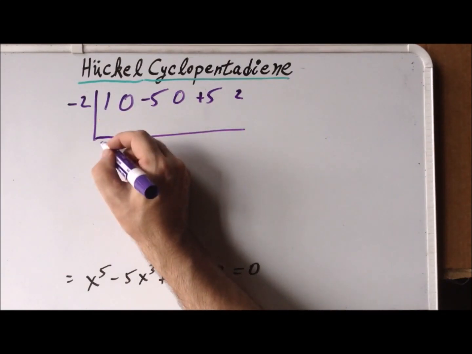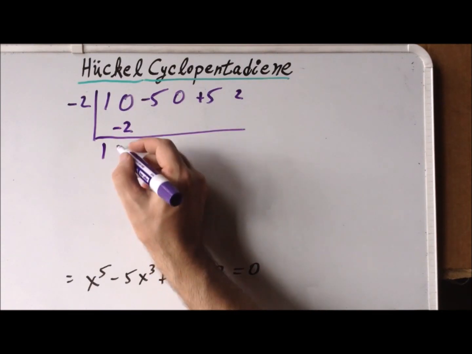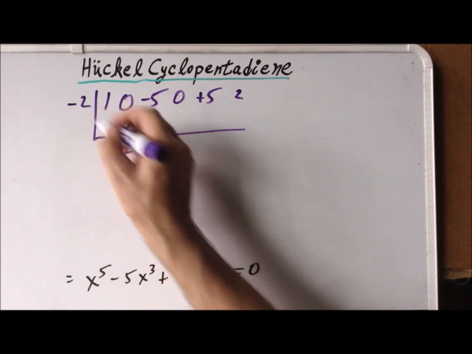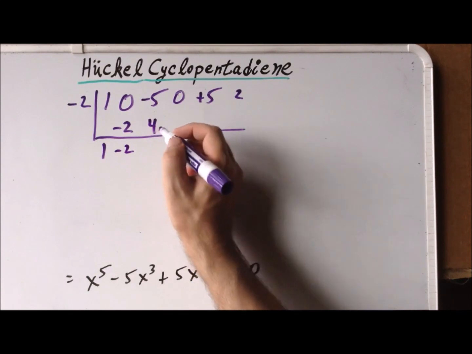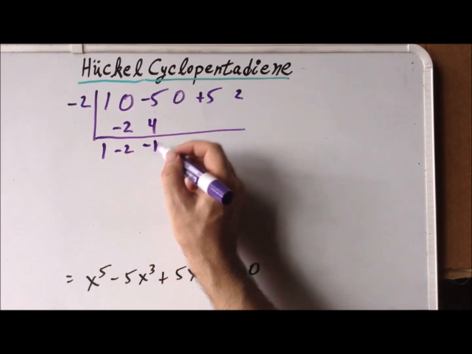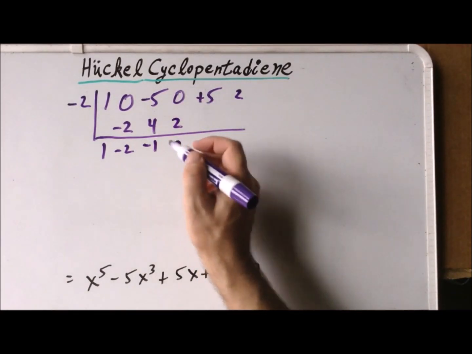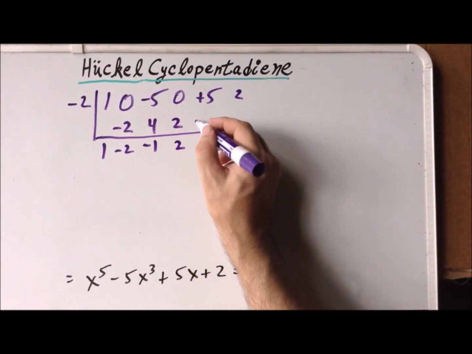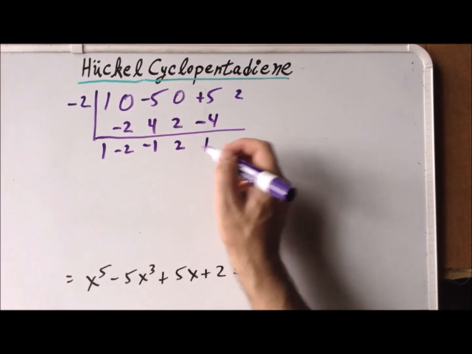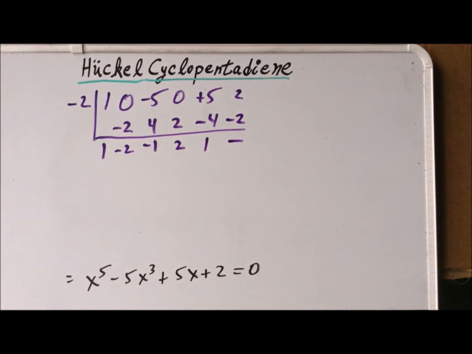Again, we bring down 1. Minus 2 times 1 is minus 2. We add down the column to get a minus 2. Minus 2 times minus 2 is a plus 4. Minus 5 plus 4 is minus 1. Minus 2 times minus 1 is a plus 2. 0 plus 2 is 2. Minus 2 times 2 is minus 4. Plus 1, minus 2 times 1 is minus 2. And we get a remainder of 0, which tells us that minus 2 is a root of the polynomial.